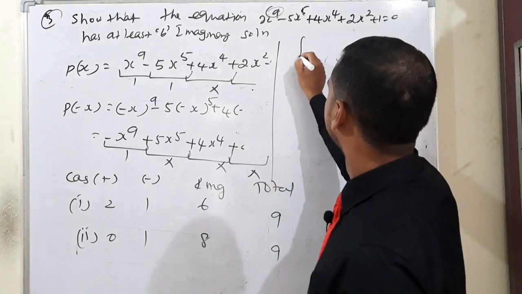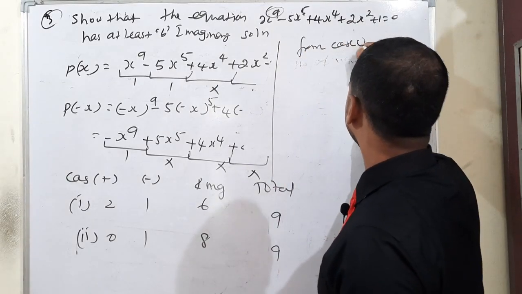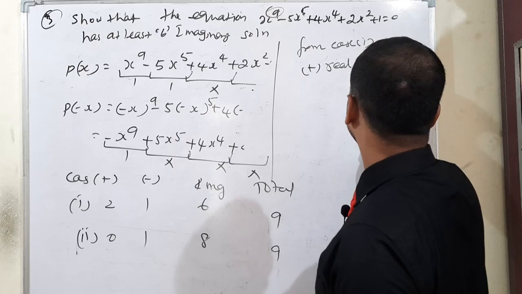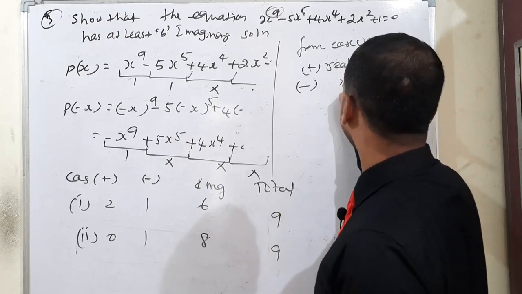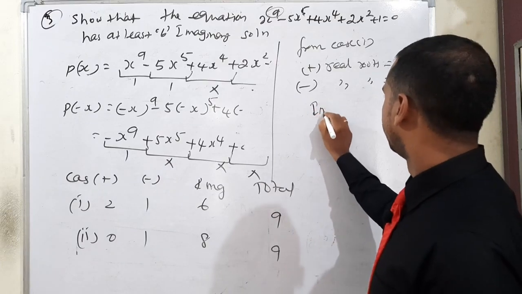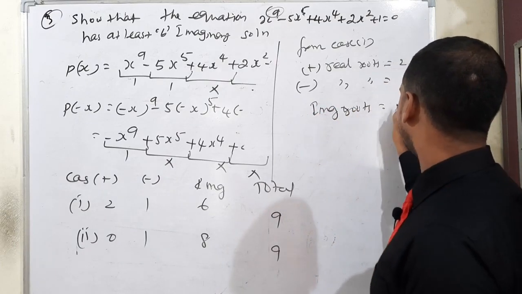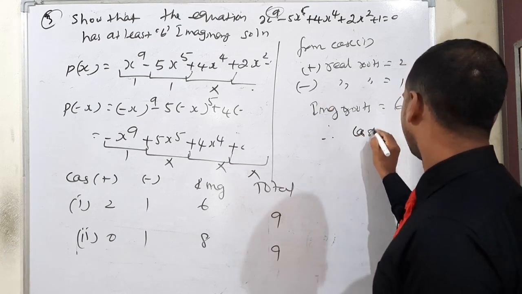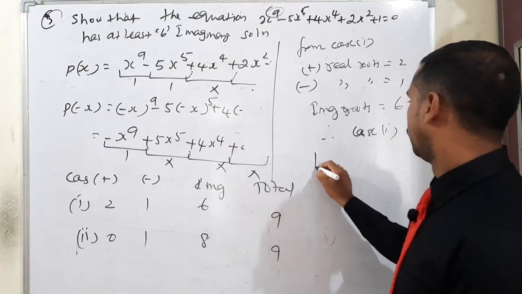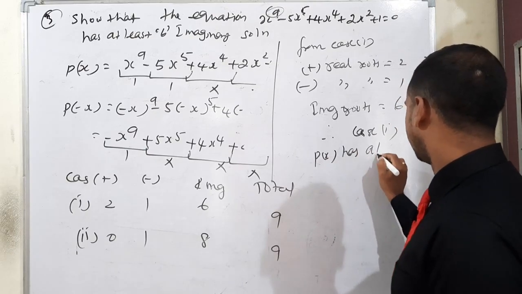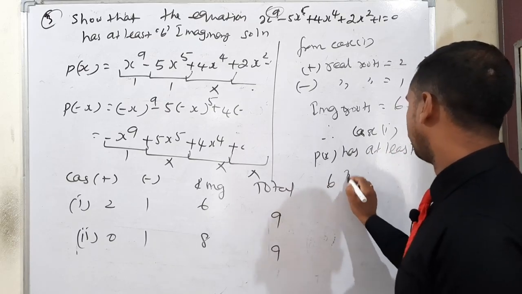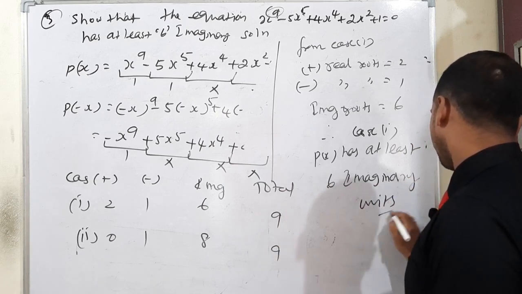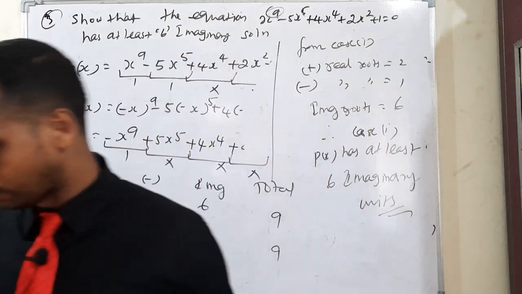So from case number 1, positive real roots is equal to 2, negative real roots is equal to 1, imaginary roots is equal to 6. Therefore, in case number 1, p of x has at least 6 imaginary roots. 6 imaginary roots. This is the answer for question number 3, exercise 3.6.